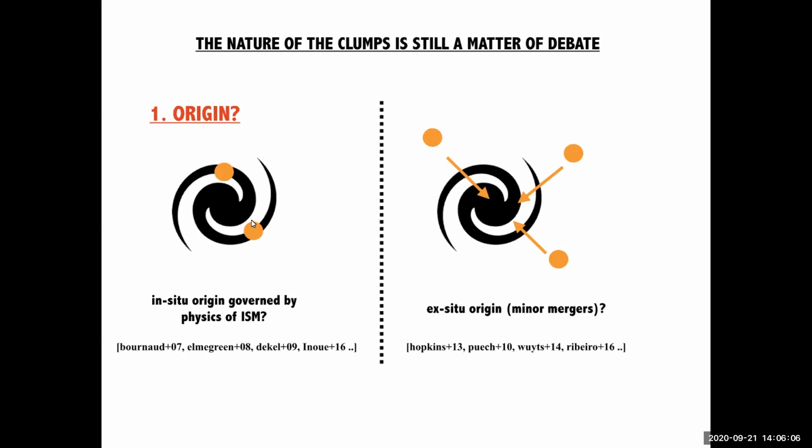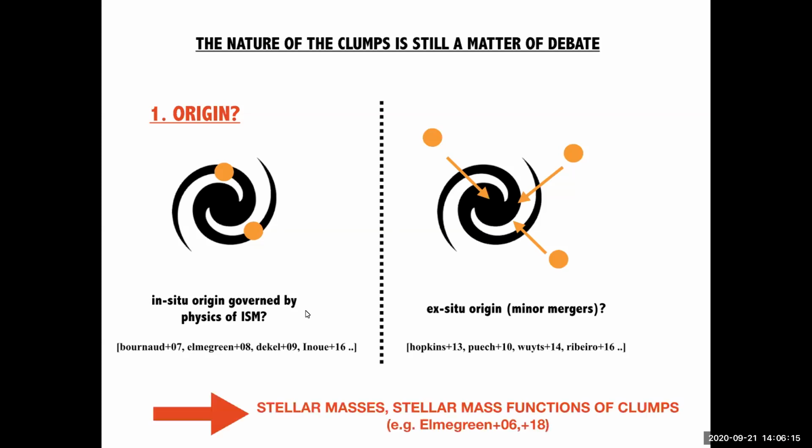Now, if you want to distinguish between these scenarios, one way of doing it is to look at clump stellar mass functions or the stellar masses, because these scenarios will predict different distributions of clump mass. For example, if you form clumps in situ, the shape of the clump stellar mass function is very particular. It follows a slope of close to -2 and has a particular shape, which is not the case if you are accreting these objects. So this will be one of the things that I want to discuss today.